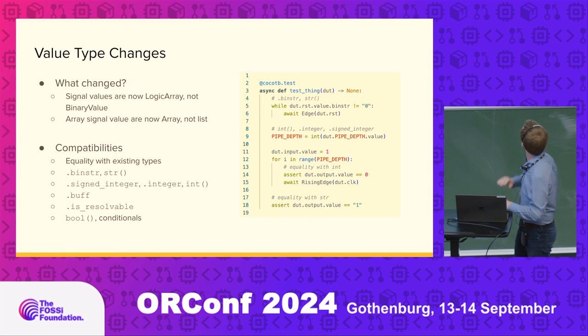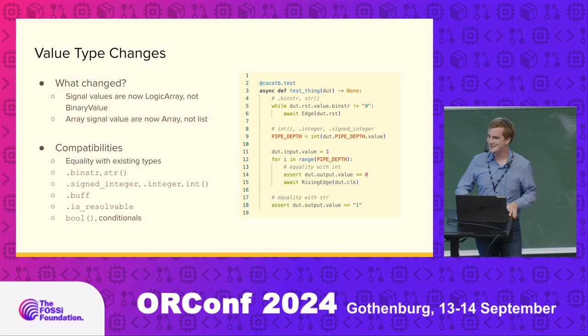So the example you see on the right works in 1.8 with binary value, and it also works in 2.0. And pretty typical things, you know, casting things to int, strings, and comparisons. Simple tests should continue to function as they did before.